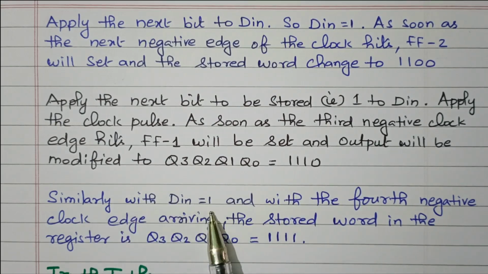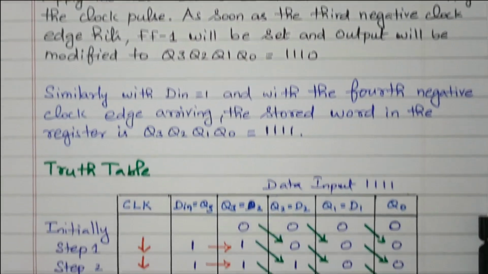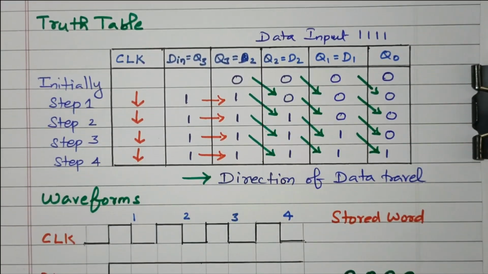Similarly, when D in is 1, with the fourth negative clock pulse arrived, the stored data will be 1, 1, 1, 1. Right? Finally, we got the required data. Now we'll see the truth table. For further understanding, we will refer to the truth table.